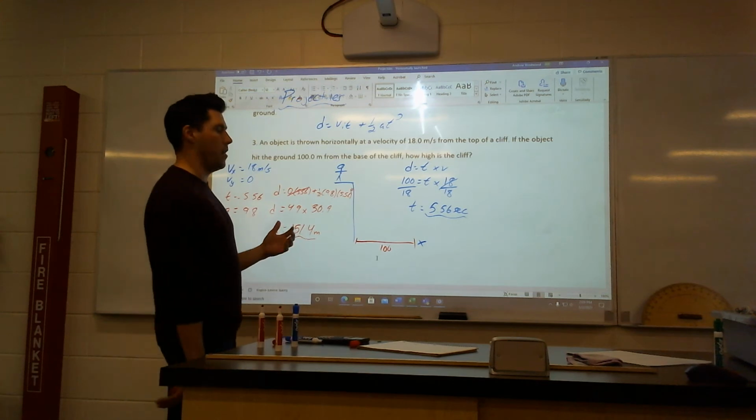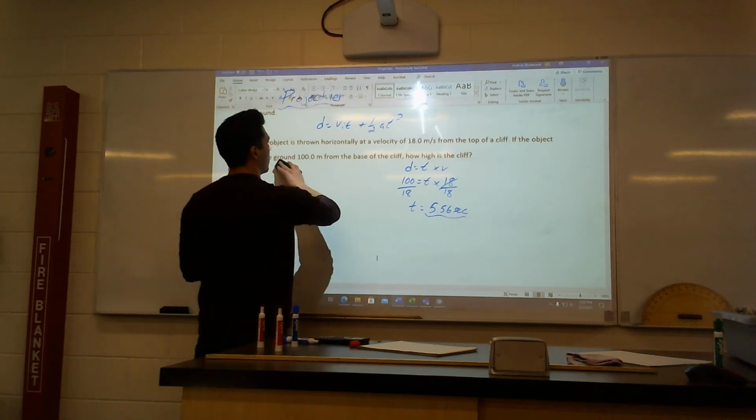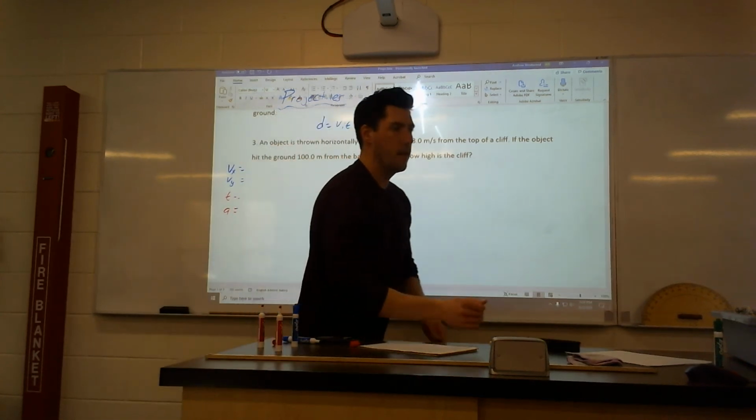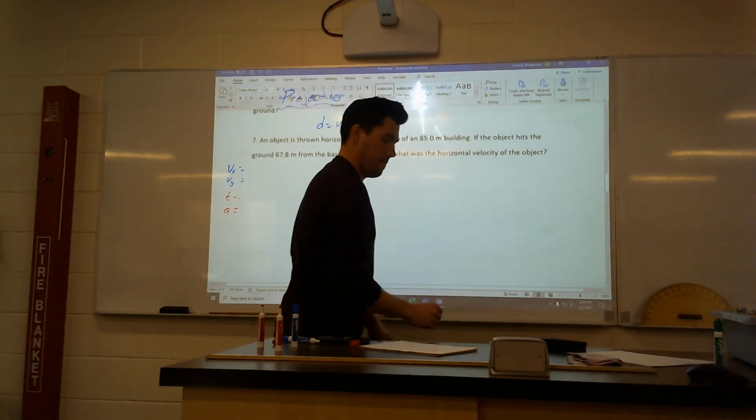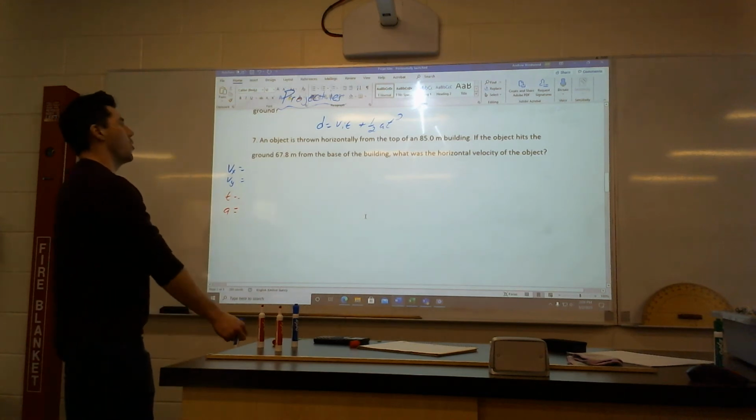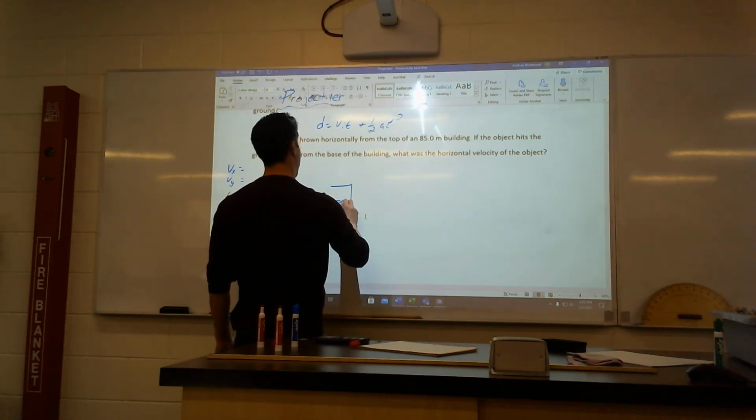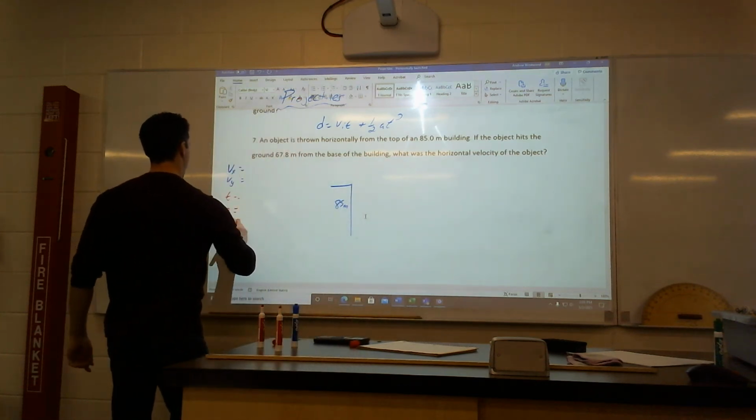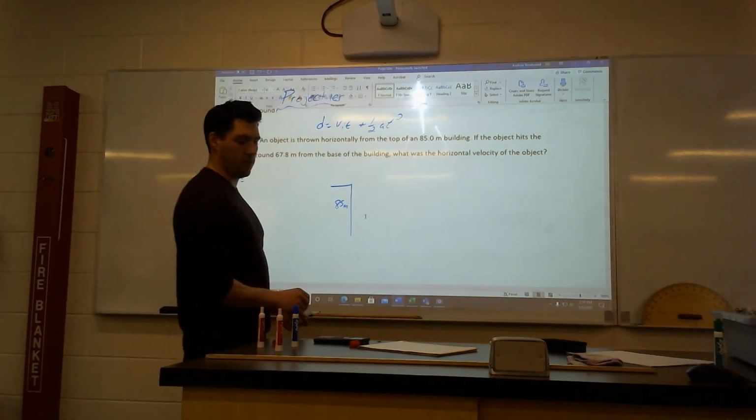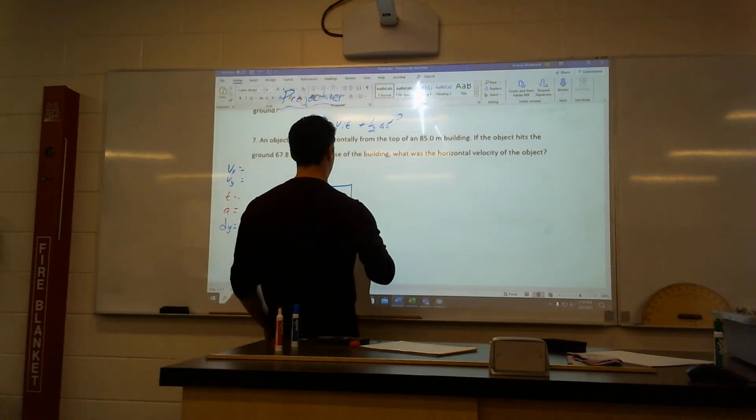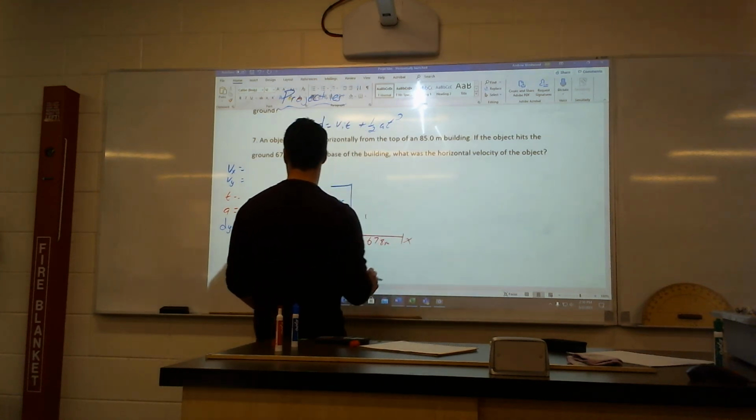Let's go to question 7 now, which is a little different. Question 7 says an object is thrown horizontally from the top of an 85-meter building. Our distance in the y equals 85 meters. If the object hits the ground 67.8 meters away, there's my x, so my dx equals 67.8.